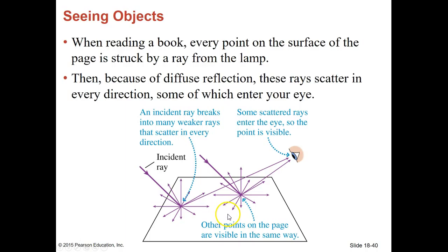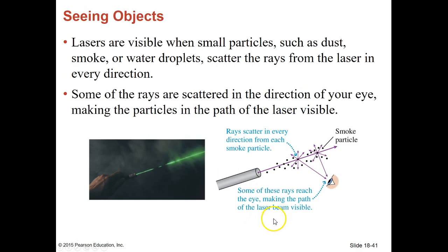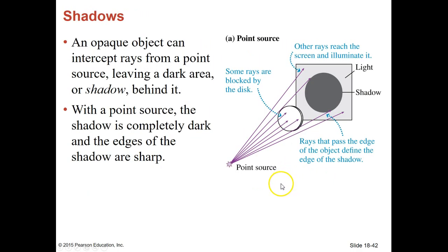So when you read a book, every point on the surface of the page is struck by the ray from a lamp. And then because of this diffuse reflection, those rays scatter in every direction, and some of those enter your eye, and you can actually read what's on the page. Lasers are visible when you have little particles, kind of like we were talking about the fog or water droplets or smoke or chalk dust or anything like that, and they scatter that light in every direction, so then you can see it. Some of those rays do come out and hit your eye. Other ones go in other directions, and you don't see those as they go out in those other directions.